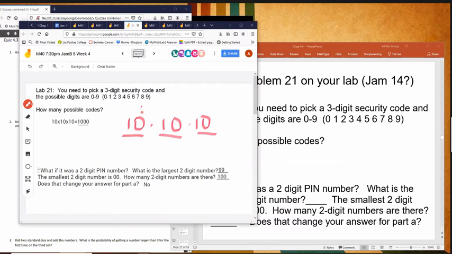Oh, well, I'm just trying to figure out the 10, because it's only 1 through 9. 0 counts as a number. I think that's what she's asking. Yeah. 10 digits, because 0 is also a number. So it's 0, 1, 2, 3, 4, 5, 6, 7, 8, 9, which is 10 digits.